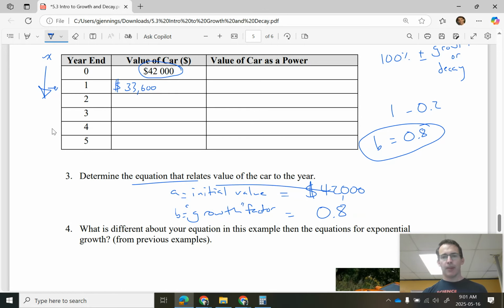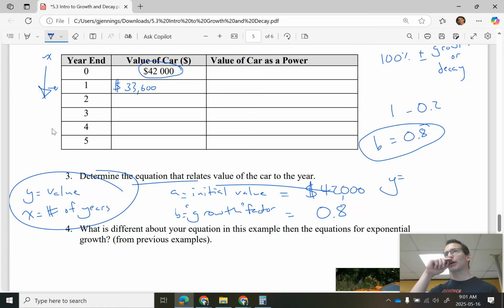Okay, so our function looks like what? Y equals, where Y is the value of the car, and X equals the number of years. There's our let statements. What's our function look like? Would it be y equals 42,000 times 0.8 to the power of x? So we have $42,000 multiplied by 0.8 to the power x. Beautiful. That's great. And they'll be frequently written like this: initial value, brackets around your growth factor, raise the brackets to the power x. Okay? That's great. So there's our function.